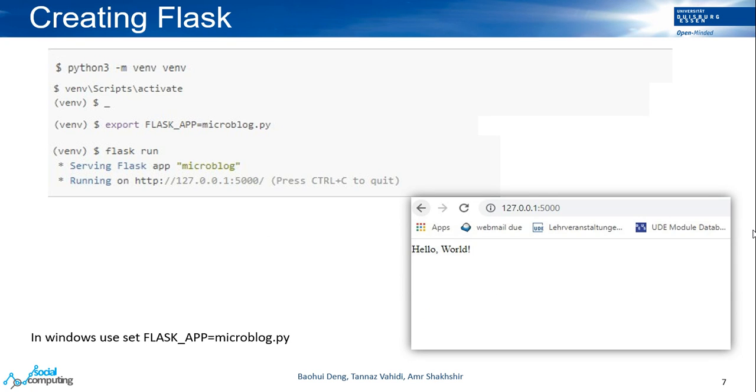Here is how to create the Flask project. We have created a virtual environment called venv in the project directory. As you probably know, Flask imports the application from the place indicated by the FLASK_APP environment variable. Then the flask run command will run our server on port 5000, and you will see this page at this URL and this port.